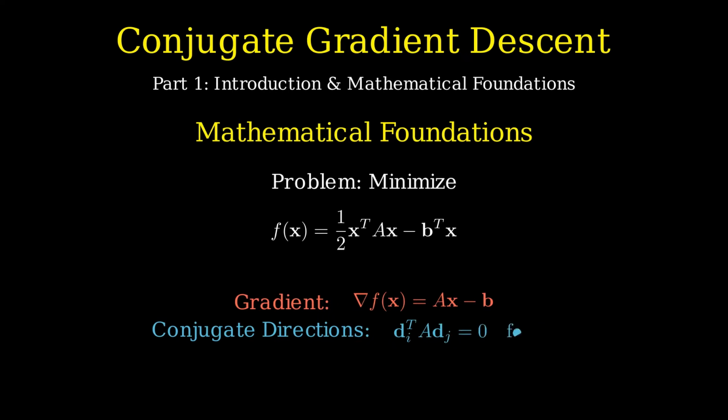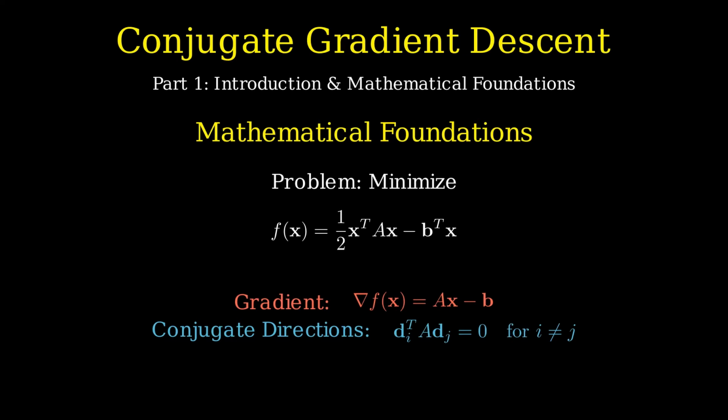And this is the heart of CGD. Two directions d_i and d_j are called A-conjugate if d_i transpose A d_j equals 0 when i is not equal to j. Think of it like this. In regular geometry, orthogonal vectors are perpendicular. They have a dot product of 0. Conjugate directions are similar, but instead of using a regular dot product, we use this A inner product.